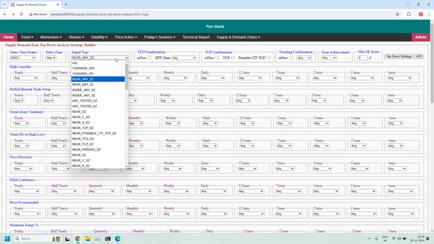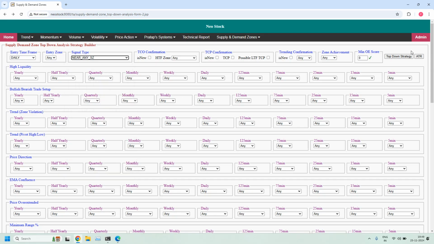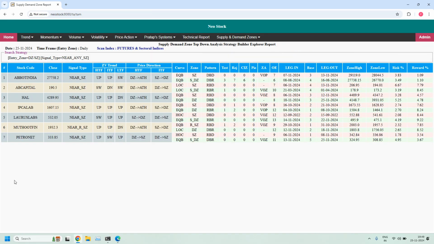daily time frame. Let us find the stocks near daily supply zone. 7 stocks are filtered. Let us identify high liquidity daily supply zones from this list. Muthoot Finance is having a daily high liquidity supply zone. So we have only one stock from this list.